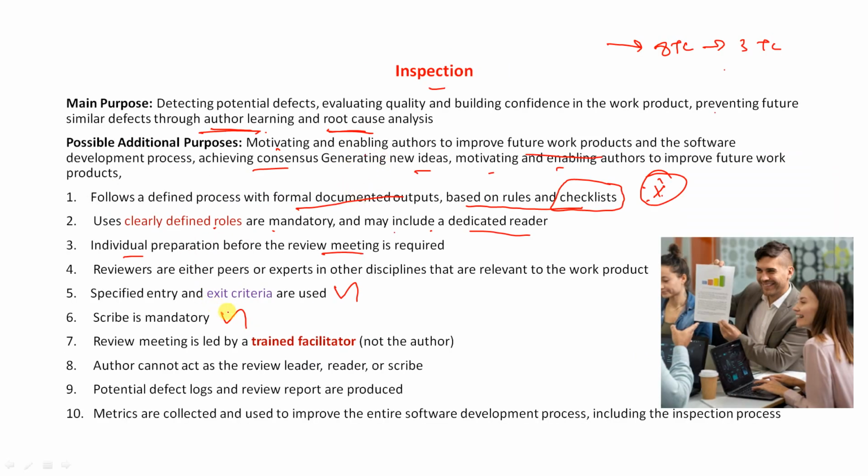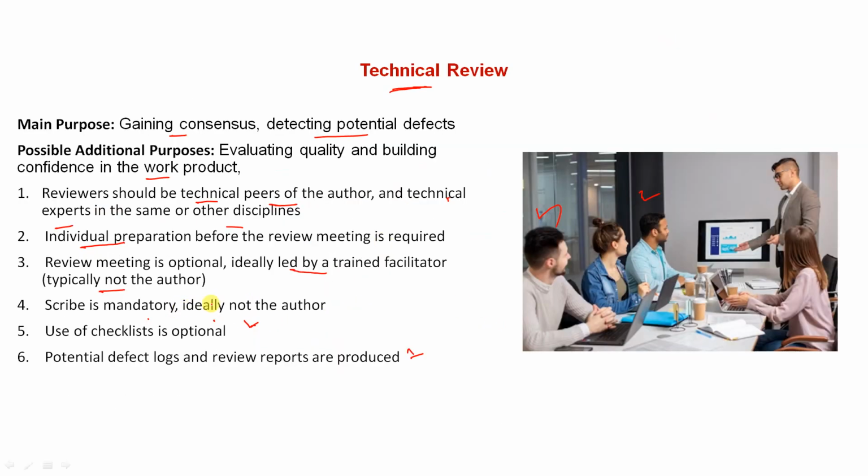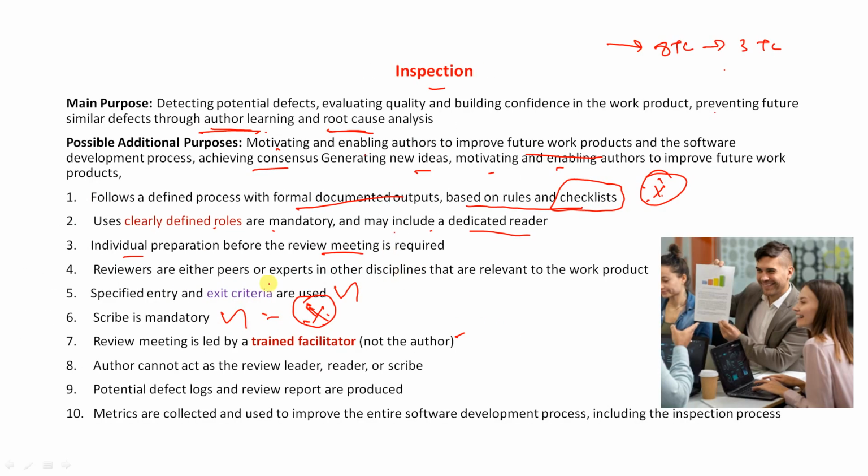On the other three, scribe is mandatory, because these are all questions you should remember. Review meeting is led by the trained facilitator, not by the author. So same as previously. Author cannot act as a review leader, reader, or scribe. So the author is the author; he can't change his roles. Potential defect logs, reviewers or reporters produce them. For the three, it should be. Metrics are collected and used to improve the entire software development process, including the inspection process. So metrics are an additional item, a kind of exit criteria.